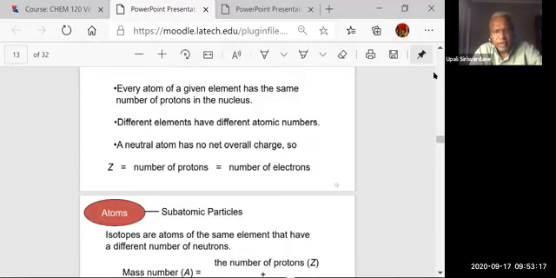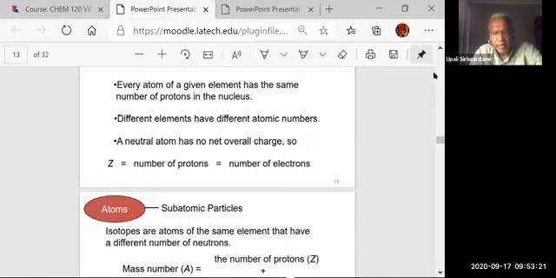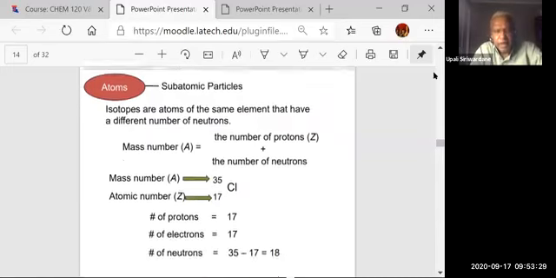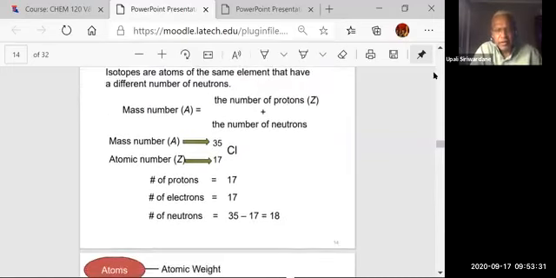So we also have another quantity called the mass number. Mass number is the number of protons plus the number of neutrons. A mass number of 35 for chlorine, with an atomic number of 17, means how many neutrons are there? 35 minus 17. 35 minus 17 is 18.